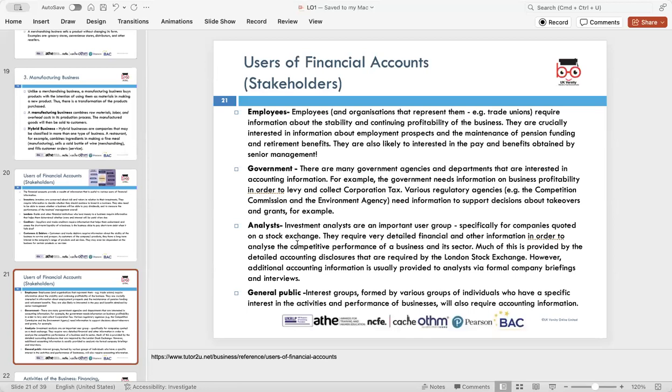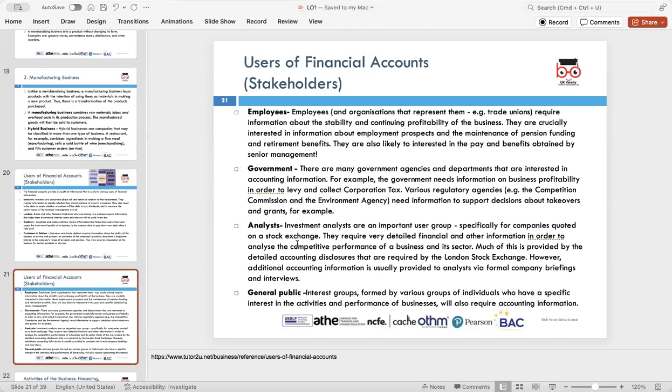There is a good chance that they are likewise interested in the compensation and benefits that are offered to senior management. Government: accounting information is of great relevance to a multitude of government agencies and departments located in the government sectors to assess and collect corporation tax. For instance, the government requires information about the profitability of businesses in order to conduct its operations.